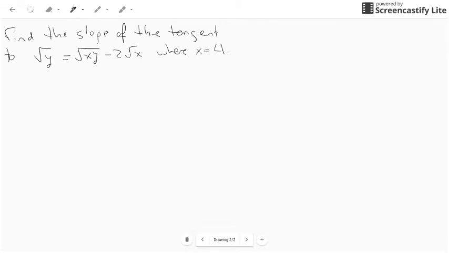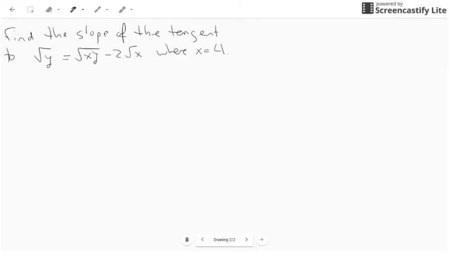All right, let's have a look at another example. Find the slope of the tangent to root y equals root xy minus 2 root x, where x is equal to 4. This is going to be a really good example to give you an idea of the overall flow of the way a lot of these questions work, because there's a little bit more involved here. To start off with, if we're looking for the slope of the tangent, we need y primed. We need the derivative.